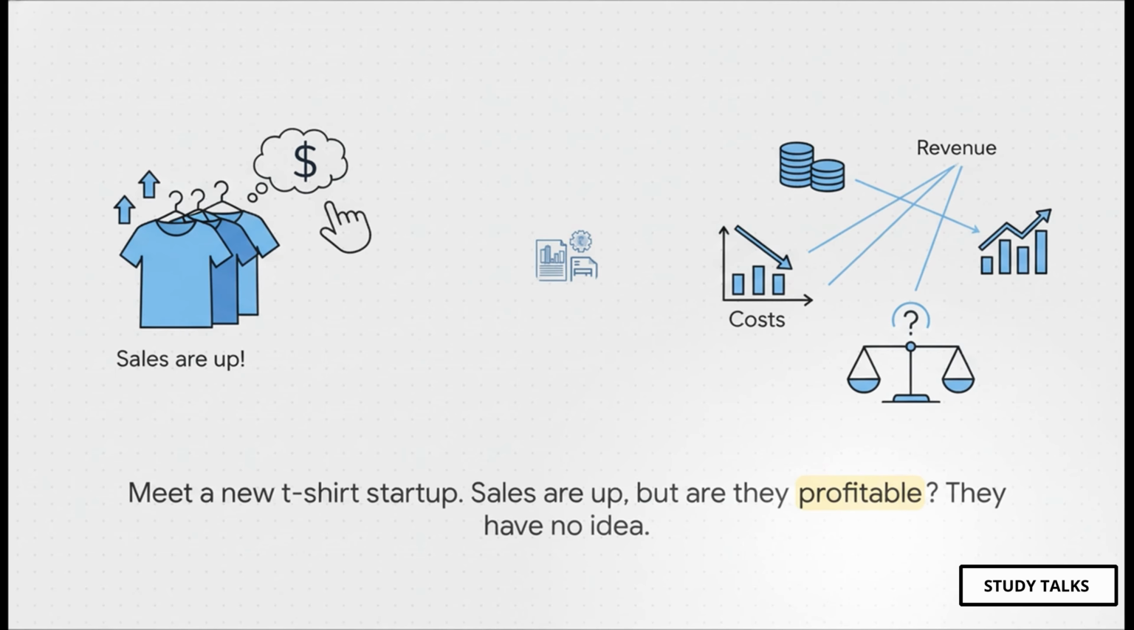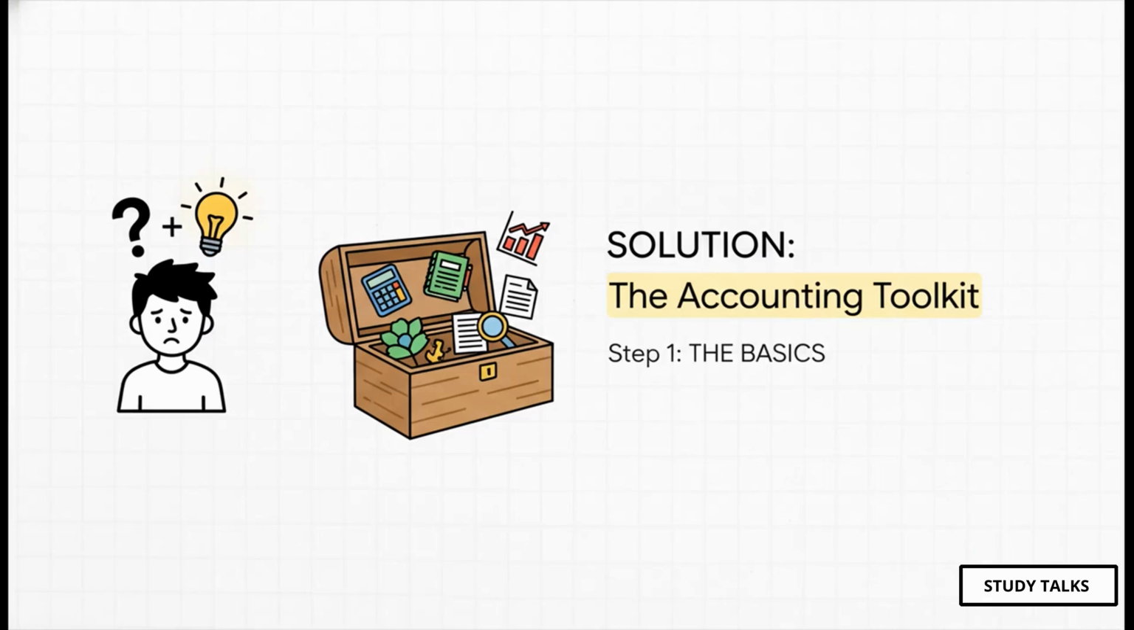Their designs are awesome, sales are through the roof, money's coming in, but when they look at their bank balance, they're totally confused. Are they actually making any money on each t-shirt? They have absolutely no clue. This problem they're facing? It's the exact reason cost and management accounting exists.